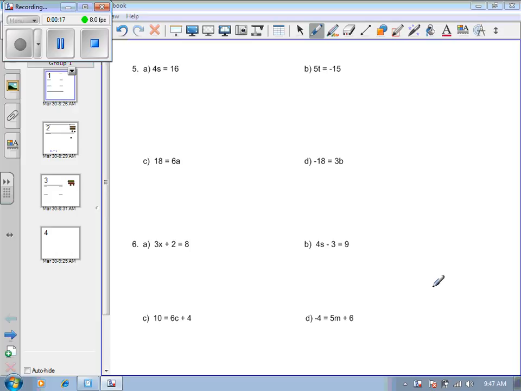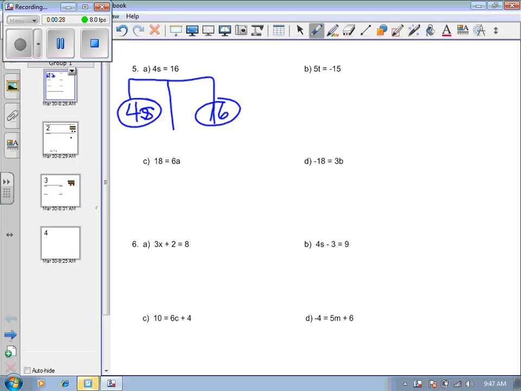So in number 5, I tend to use the scales more so than any of the other ones. And on this scale, I'm going to put in 4s here, 4s here, and 16 over here. So right now the scale is balanced on both sides. I want to get the variable, the letter s, all by itself. So in order to get the s by itself, this reads 4 times s. What's the opposite of times? Divide. So I'm going to divide this side by 4.